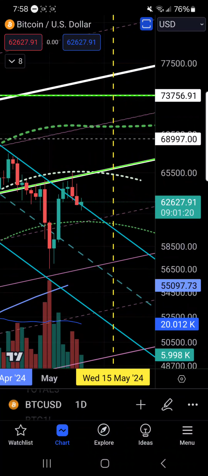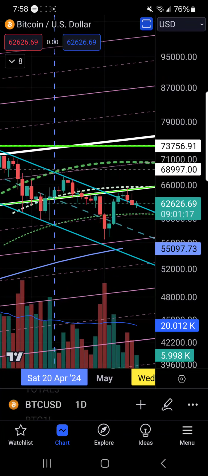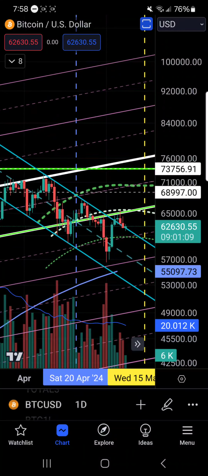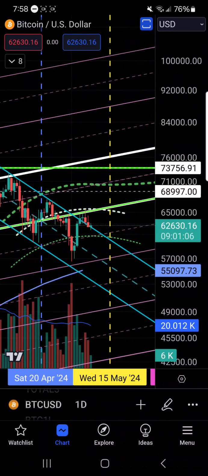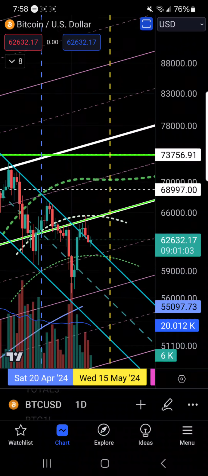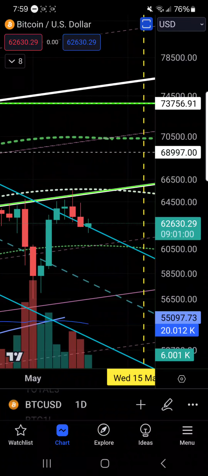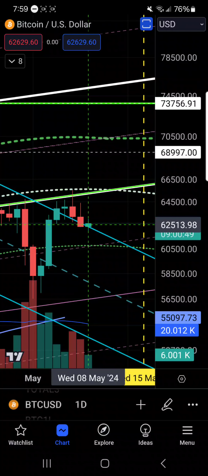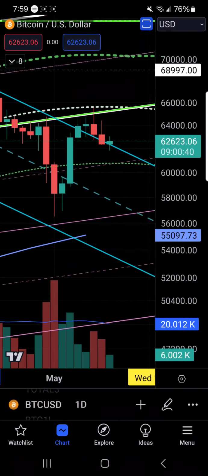Now, we have the aqua channel, our bull flag channel that we've been traveling in and have broken out of, and holding it as support, although we are wicking through it a little bit. We are pretty much closing candle bodies on it. Now, yesterday's candle body, we closed below it, but today's candle body started on it. So, do what you want with that.